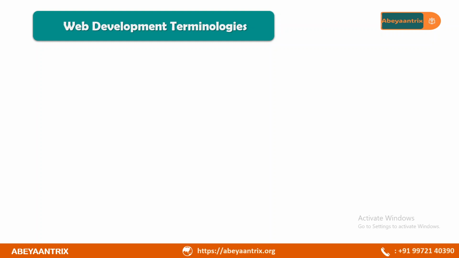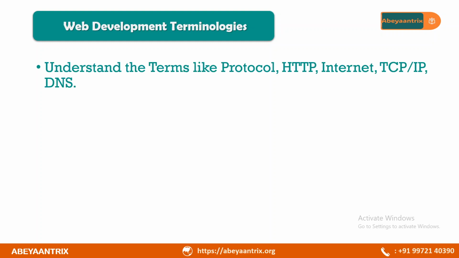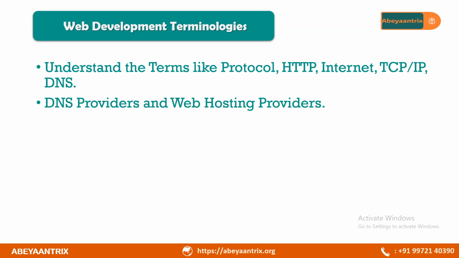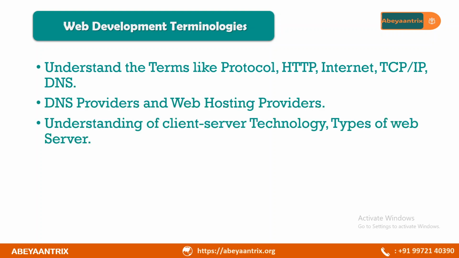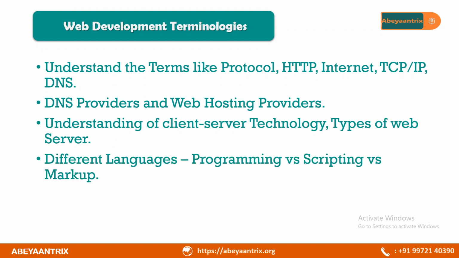Before starting the full stack development, let's go over some of the technological words which we are using in network or application development. Just understand, brief out the things, then we'll start the front end technologies. In web development we understand some basic terminologies like protocol, HTTP, internet, TCP, IP, DNS, DNS providers, web hosting providers, client server technology, and different programming languages, compilers and interpreters. These are the basic things. If we know them, then it is easier for developing our web applications.